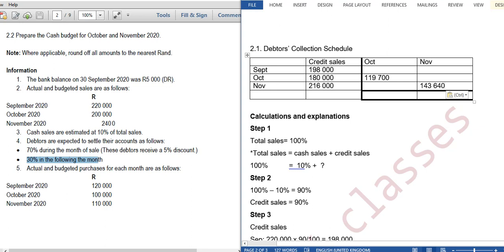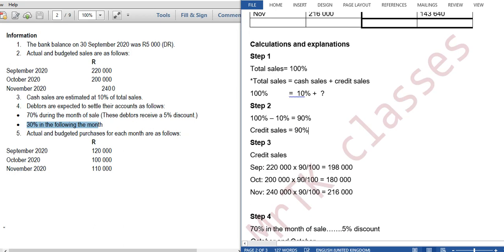If we sell in September, the month following September is what? It is October. It means we receive in October. If we sell in October, the month following October is what? It is November. It means we receive in November. If we sell in November, the month following November is what? It is December. It means we receive in December. So here we have October and November.